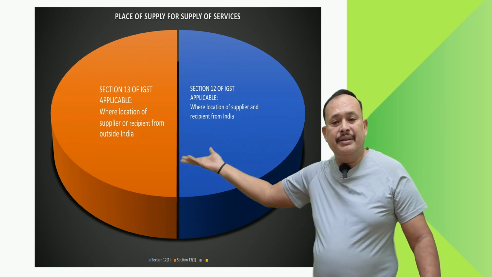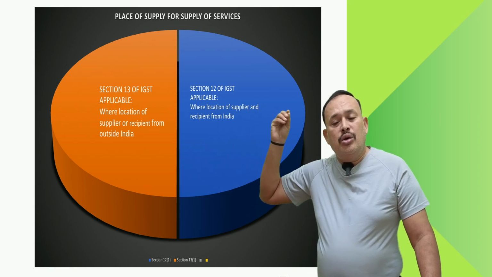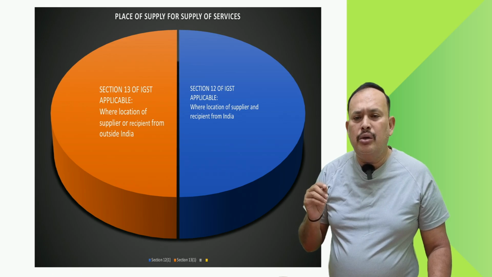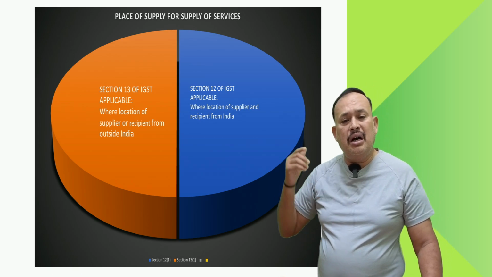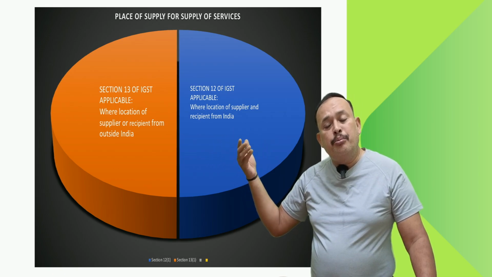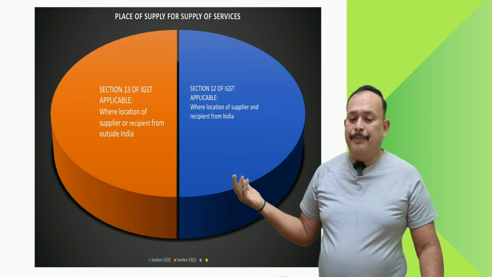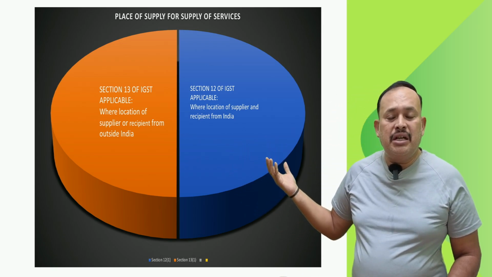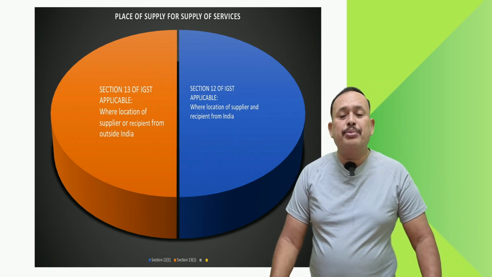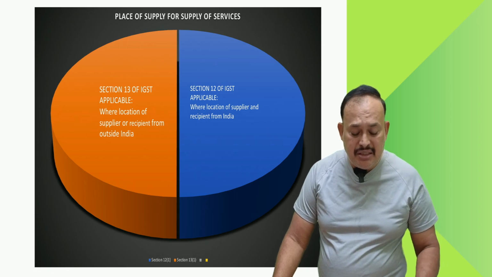On the other hand, where the location of supplier or location of recipient is outside India, section 13 of IGST provides the place of supply. So let us start now with section 12 of the IGST Act to refer to the place of supply for supply of services.